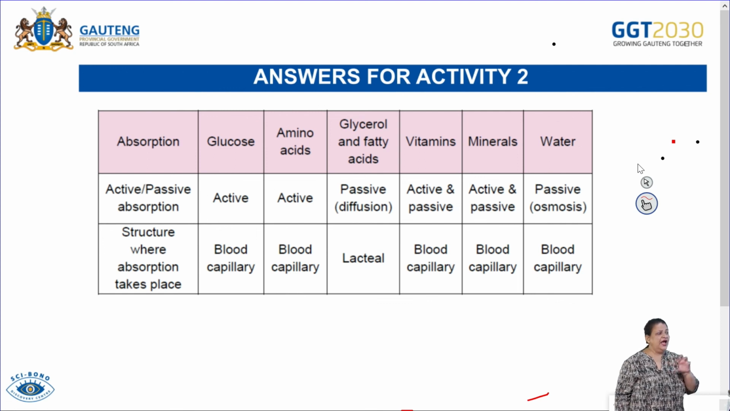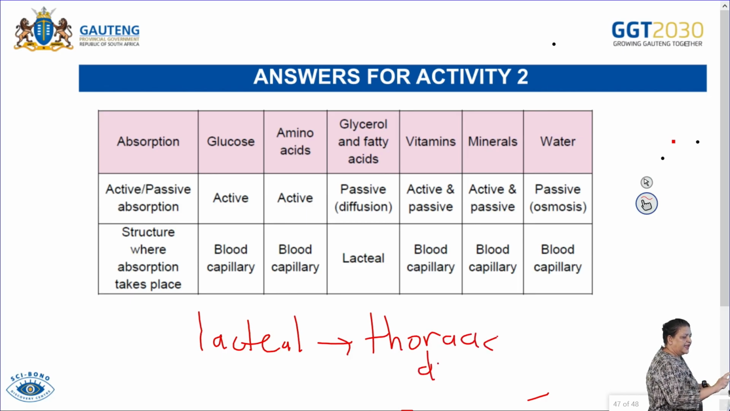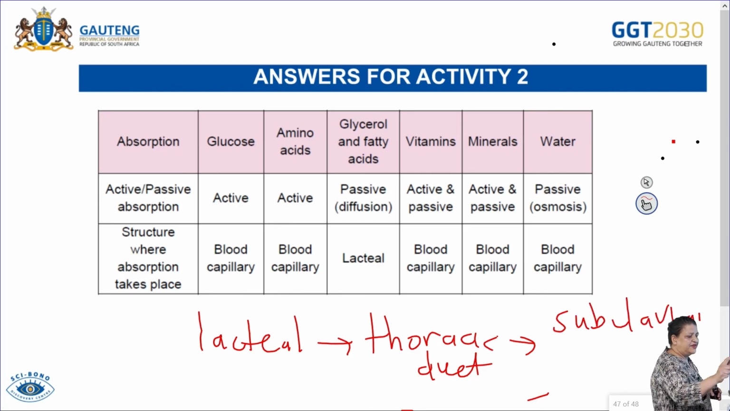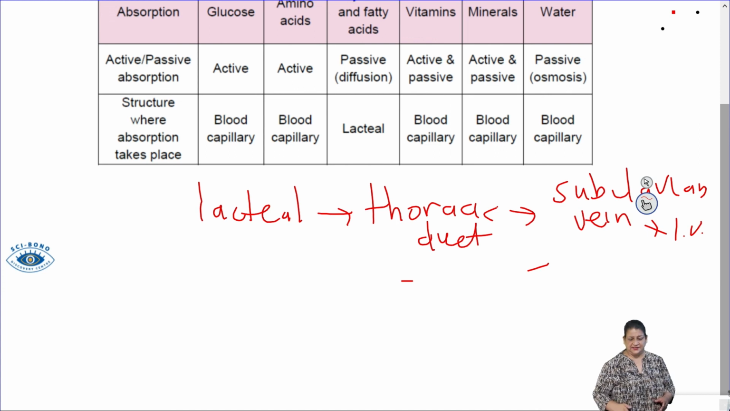But eventually, how do the fatty acids and glycerol get into the bloodstream? See the lacteal from the villus, which is a lymph vessel, will all join to go into the thoracic duct. And from the thoracic duct, it's going to go into the subclavian vein. And the subclavian vein will enter into your inferior vena cava, which goes into the heart. All right.